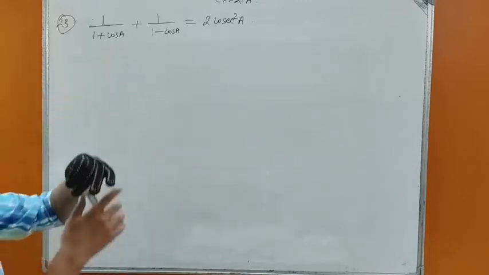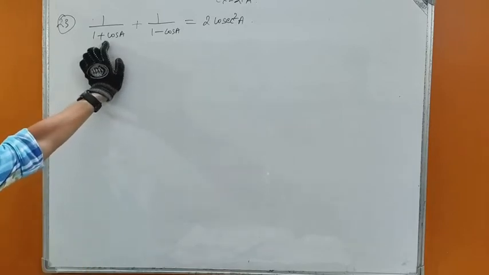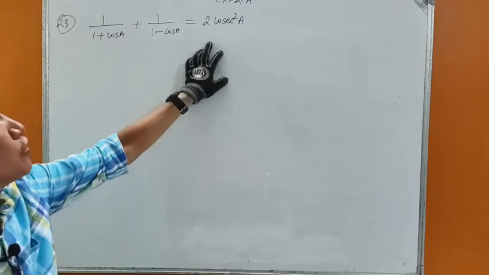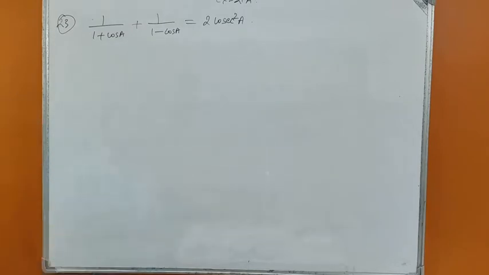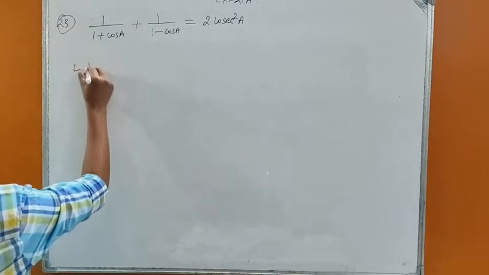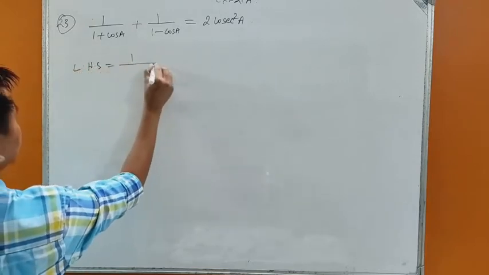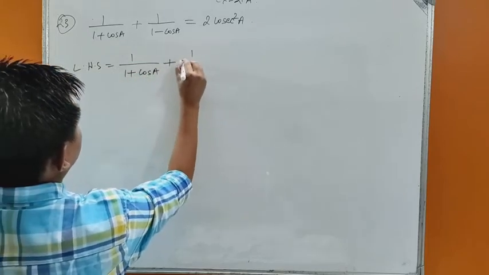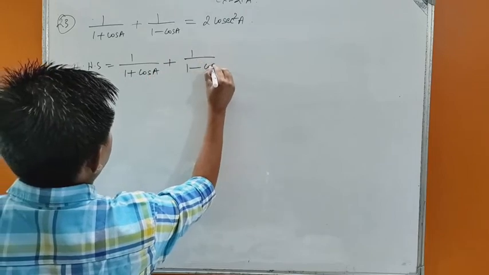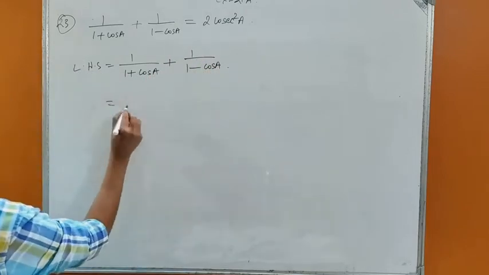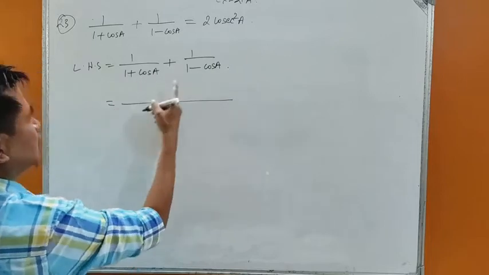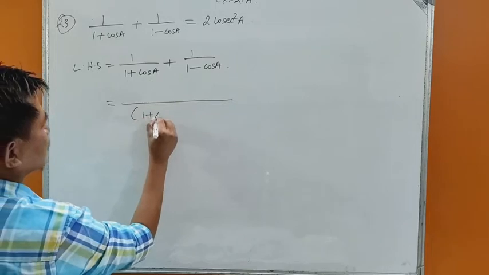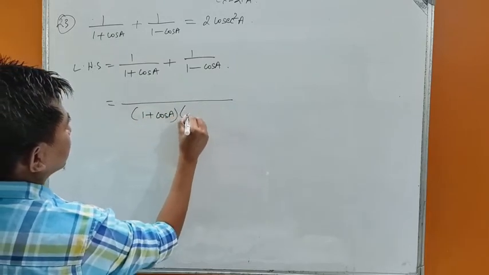So the next question, 23, we have 1 upon 1 plus cos a plus 1 upon 1 minus cos a in the left hand side, and we are asked to prove this equals 2 cosec square a, isn't it? So let's begin. Left hand side equals 1 upon 1 plus cos a plus 1 upon 1 minus cos a. This is what we have in the left hand side. Now let us take the LCM of these two, 1 plus cos a into 1 minus cos a.